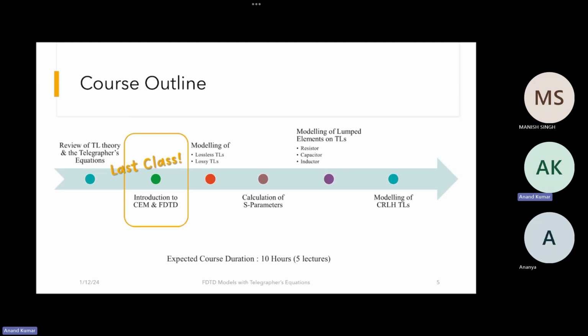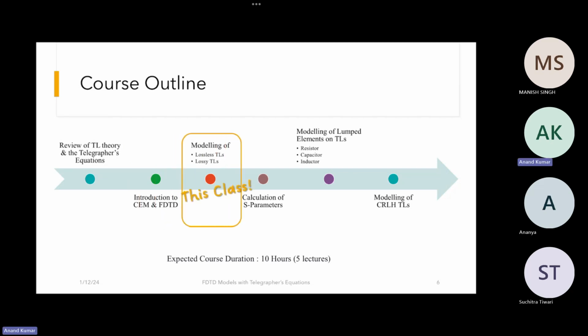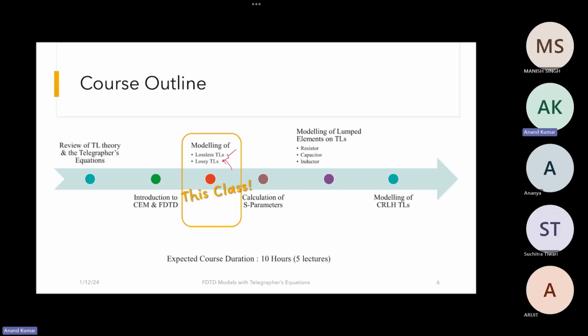In the last class we were discussing introduction to CEM and FDTD. So we'll finish with introduction to CEM today, whatever few slides were left, and discuss the introduction to FDTD and start with the modeling of lossy and lossless transmission line. We'll discuss the modeling of the lossless transmission line. Lossy will be homework for the course attendees, that is you guys. You'll have to model the lossy transmission line based on what we discuss in the lossless case.